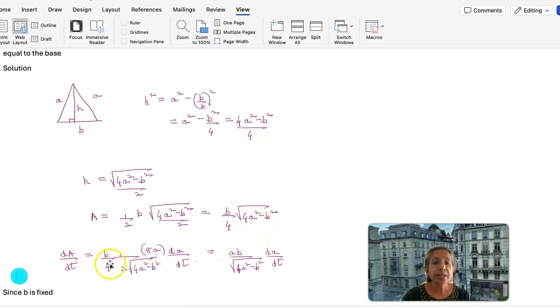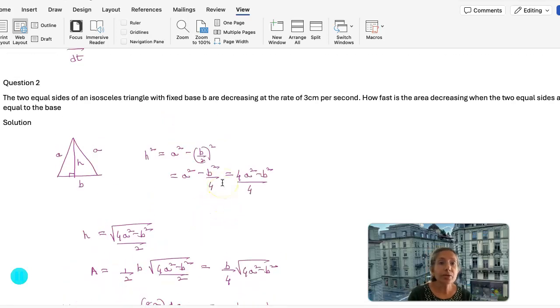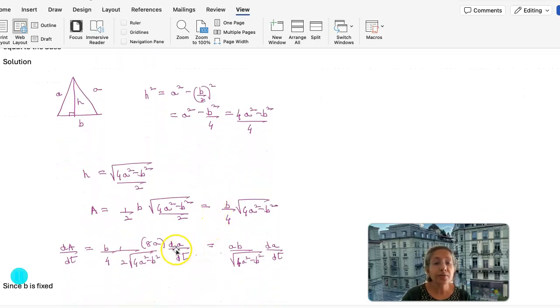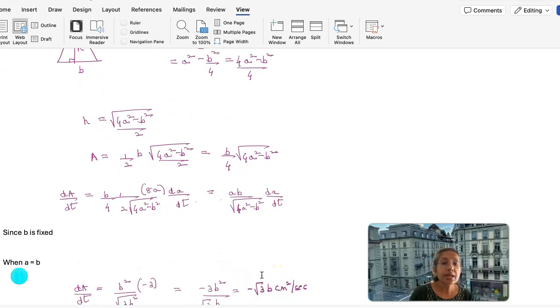So calculate dA by dt. You are differentiating with respect to t, and go back to the question. Base b is fixed, so we are differentiating with respect to a, and then with respect to t. So it is b by 4, derivative of root of (4a squared minus b squared) becomes 1 by 2 root (4a squared minus b squared) into d dt of this, which is 8a da by dt. So this becomes ab by root (4a squared minus b squared) da by dt, and b is fixed, so that's why we are only differentiating a with respect to t.